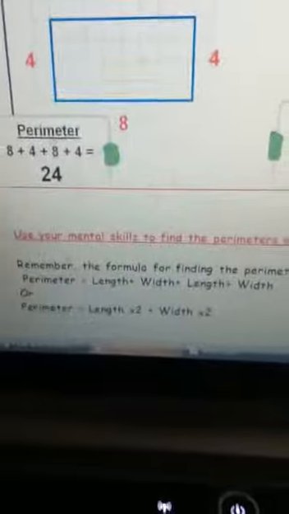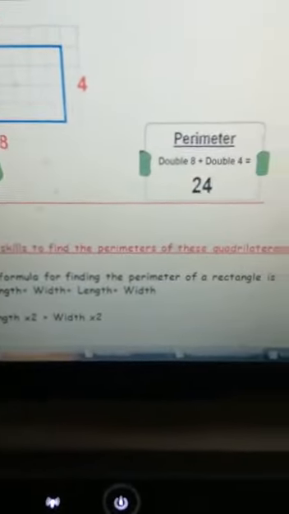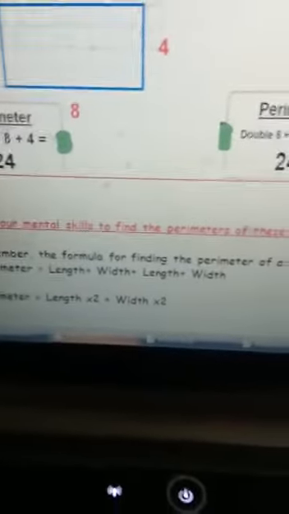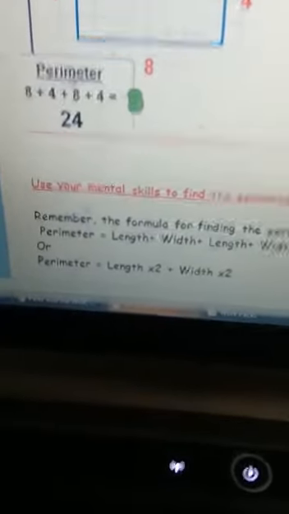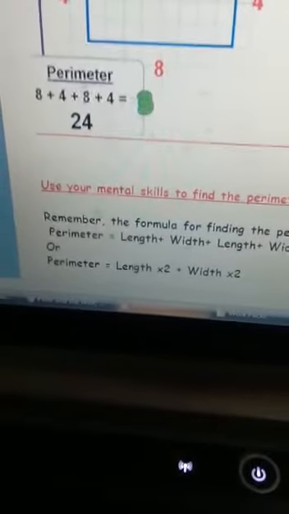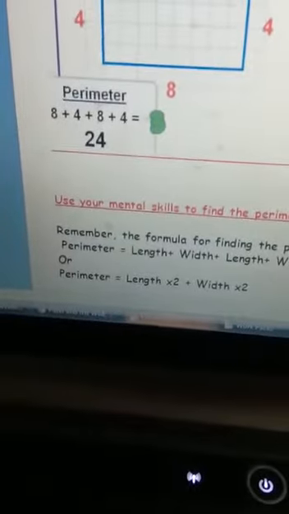So you can use your mental skills to find the perimeters of these quadrilaterals or rectangles. Remember, the formula for finding the perimeter of a rectangle is length plus width plus length plus width, or, quick way, length times 2 plus width times 2. Okay.